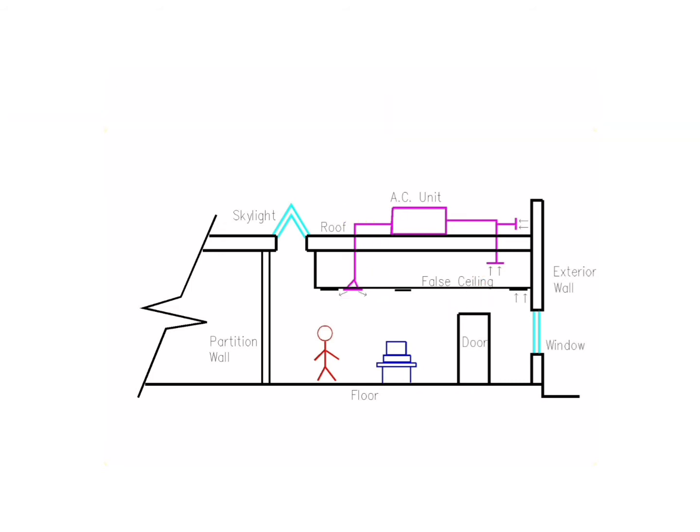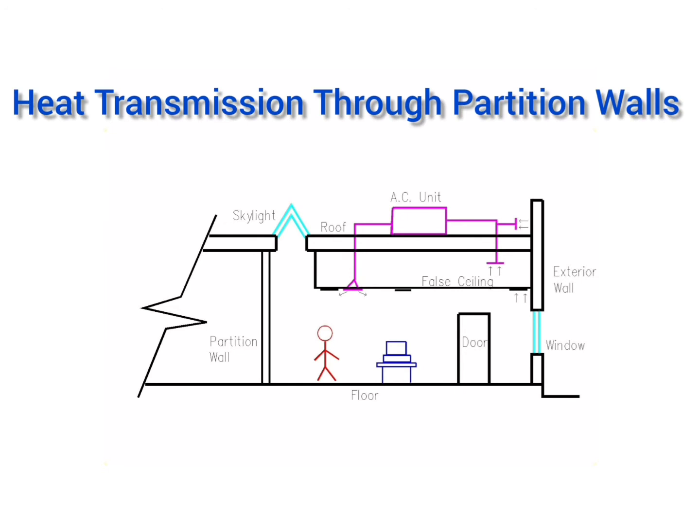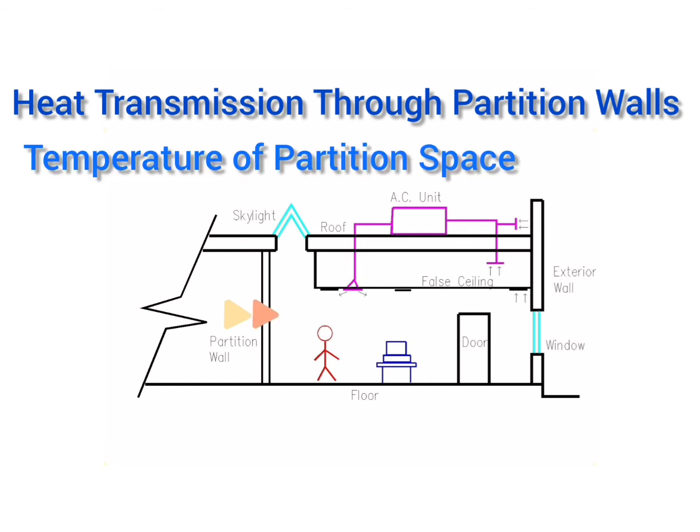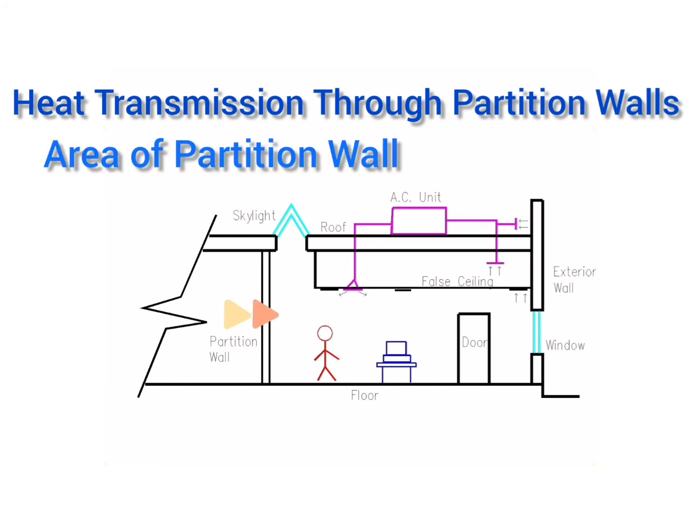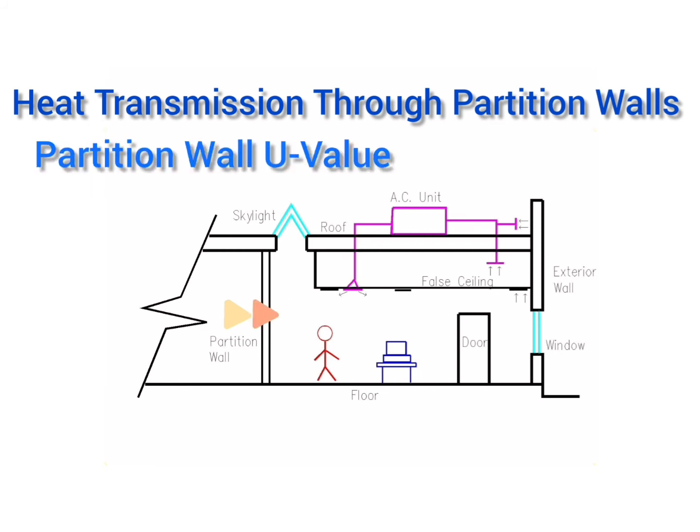Then we have heat transmission through partition wall, which is an internal wall that lies between conditioned and unconditioned spaces. Here we need to know the temperature of unconditioned space, partition wall area, and partition wall U value.